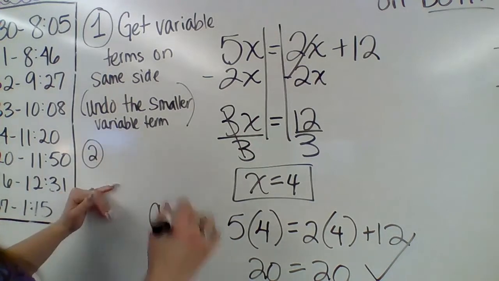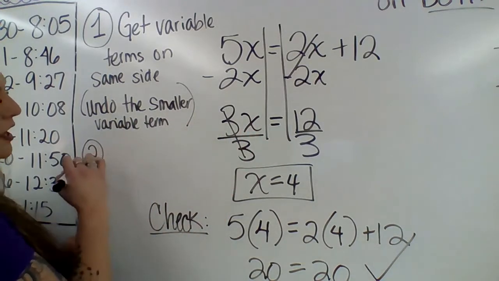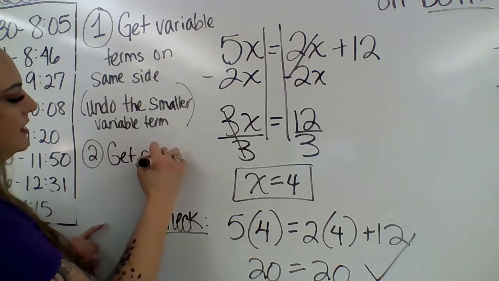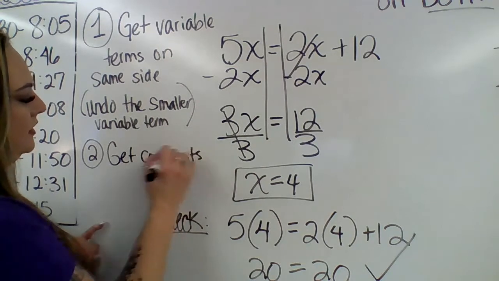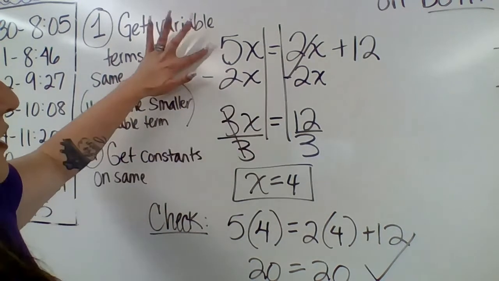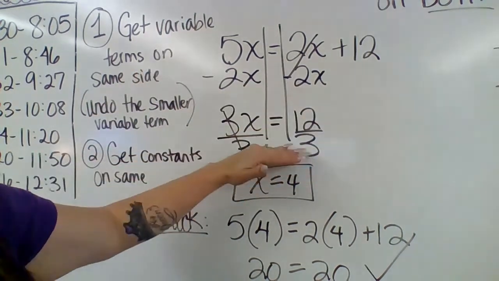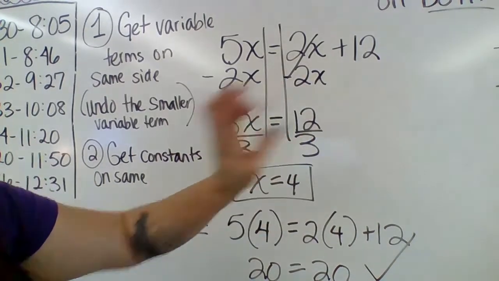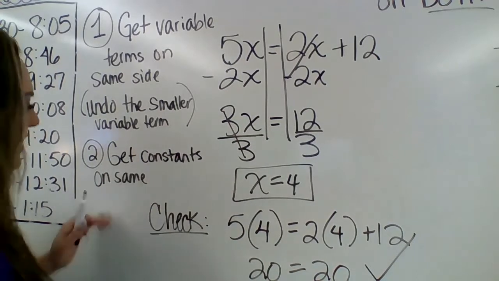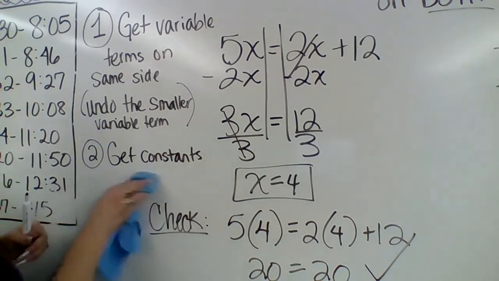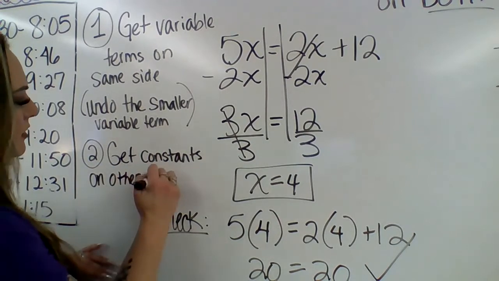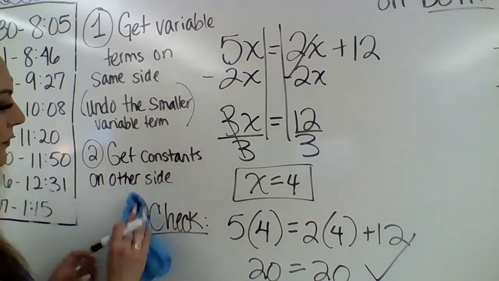Then you're going to get constants on the same side. So in this first example, we didn't have a constant over here, so we just left it here. But if, like on the other example, there were constants on both sides, we want to get the constants on, let's just say, the other side. On the other side. Okay.